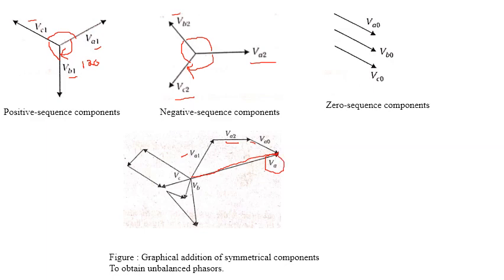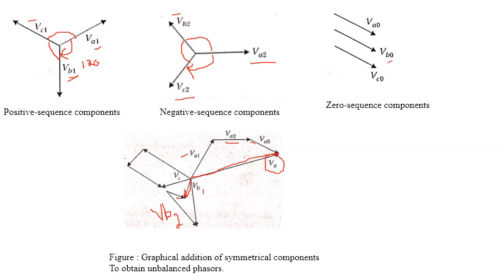Similarly for VB, we have to see where VB1 is. This is VB1. Where is VB2? This is VB2. And what is the angle made by VB0? This becomes VB0. By adding up all those things, we will get VB. This is the resultant, because it is VB1, VB2 and VB0.